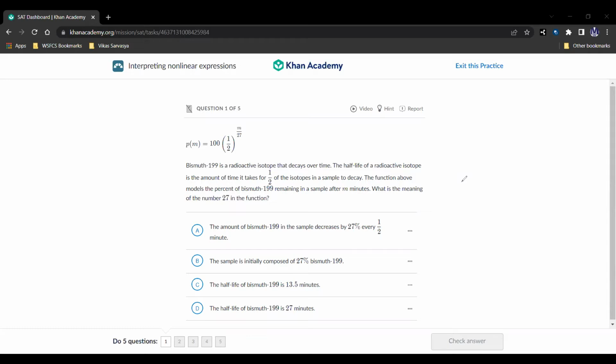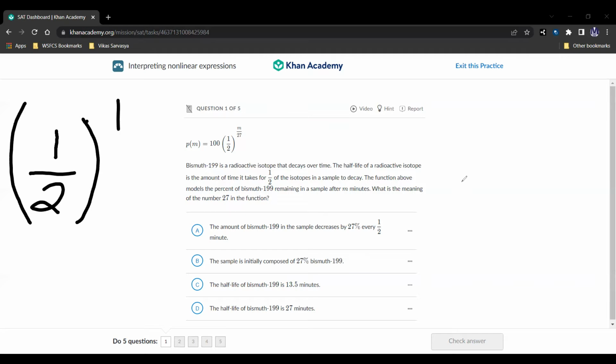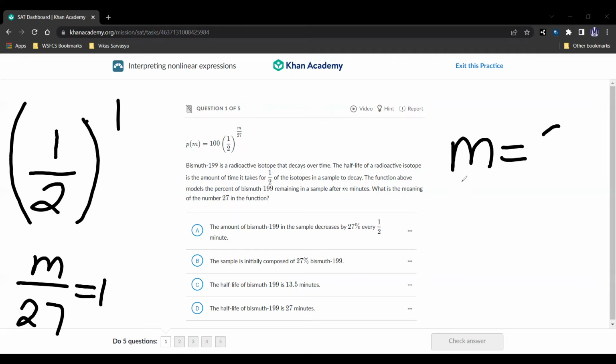Well, first, let's figure out what the half-life is. The half-life is the amount of time it takes for the sample to decay by 1/2, right? To lose half of it. So it gets multiplied by 1/2. It gets multiplied by 1/2 when it says 1/2 to the 1, which means that M over 27 is going to be 1. So M is then going to be 27 minutes. So that 27 conveys the half-life. The 27 is the half-life, essentially.